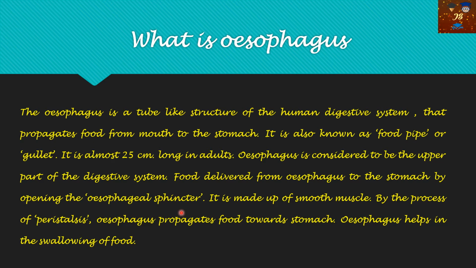By the process of peristalsis, the esophagus propagates food towards the stomach. The esophagus helps in swallowing of food. That means when we eat some food, in the mouth it is chewed, it is mixed with the salivary gland secretions, and then we have to swallow it in order to digest it. So this swallowing process is very much helped by the esophagus.